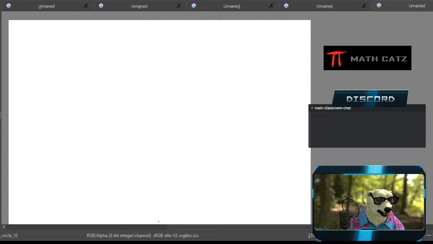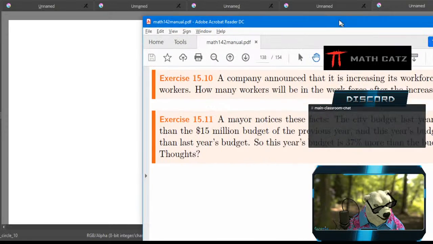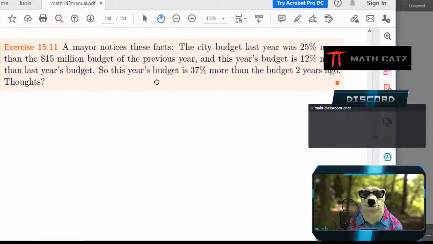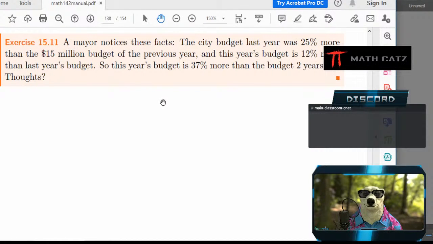Alrighty, let's see the last one in this grouping. It's a bigger one, so I definitely like to just map out the information before I start with step one. Let's just read the whole thing.